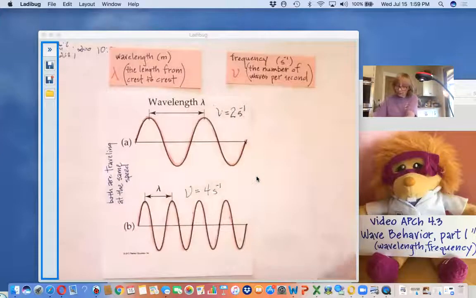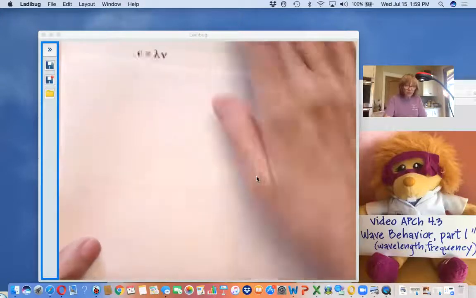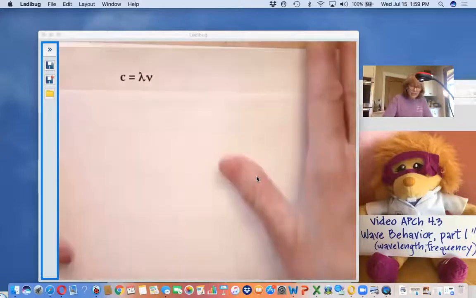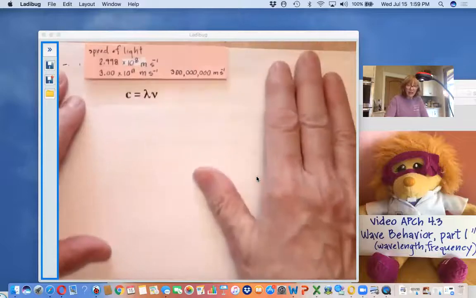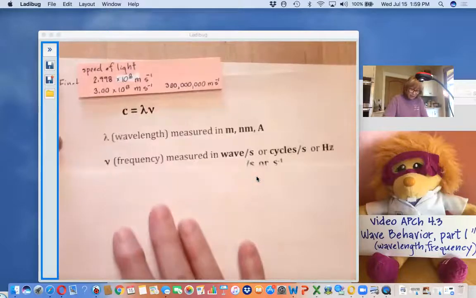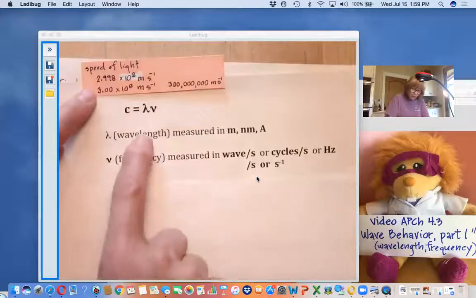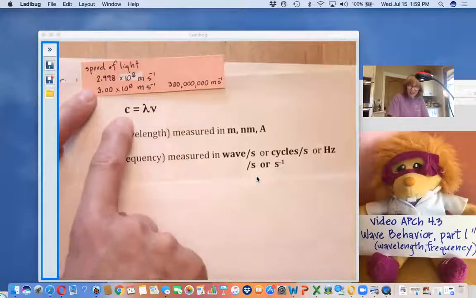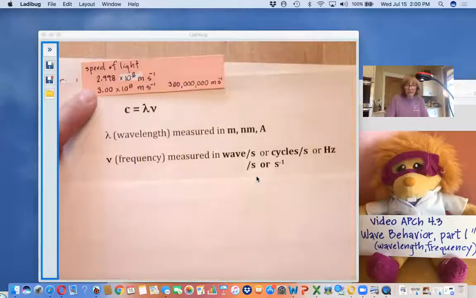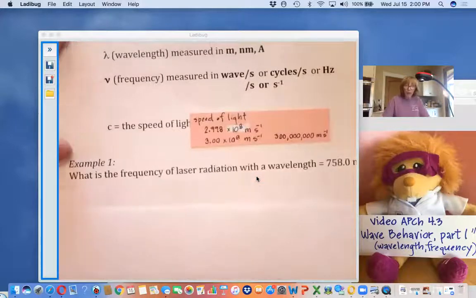So in mathematical terms, that inverse relationship can be depicted with this equation. C stands for the speed of light. And we have a relationship that tells us wavelength and frequency are inversely related to each other. Well, if you multiply them together, their product is always equal to a constant, and that constant is the speed of light. So let's look at how that would be applied in a problem.